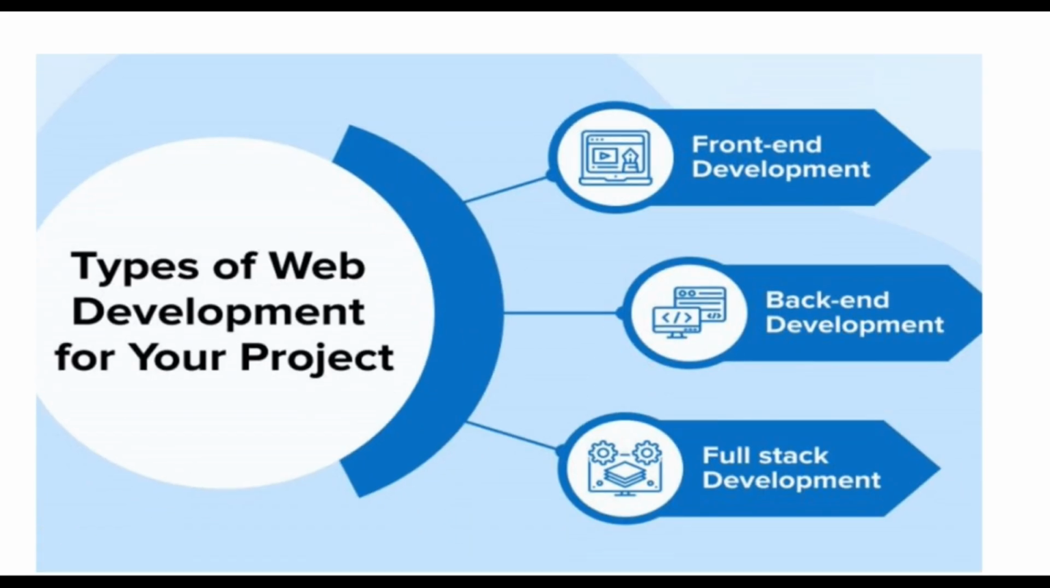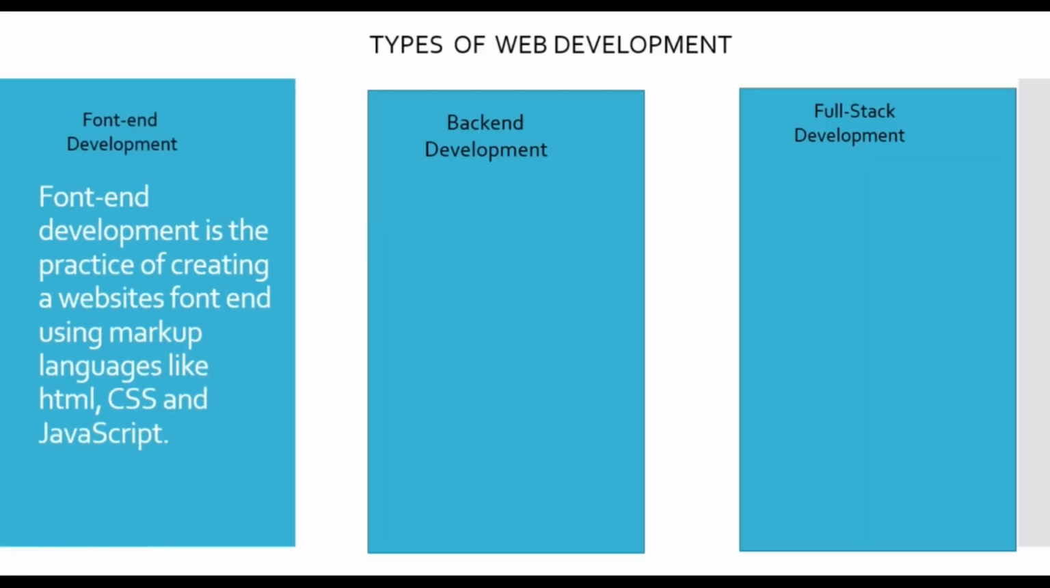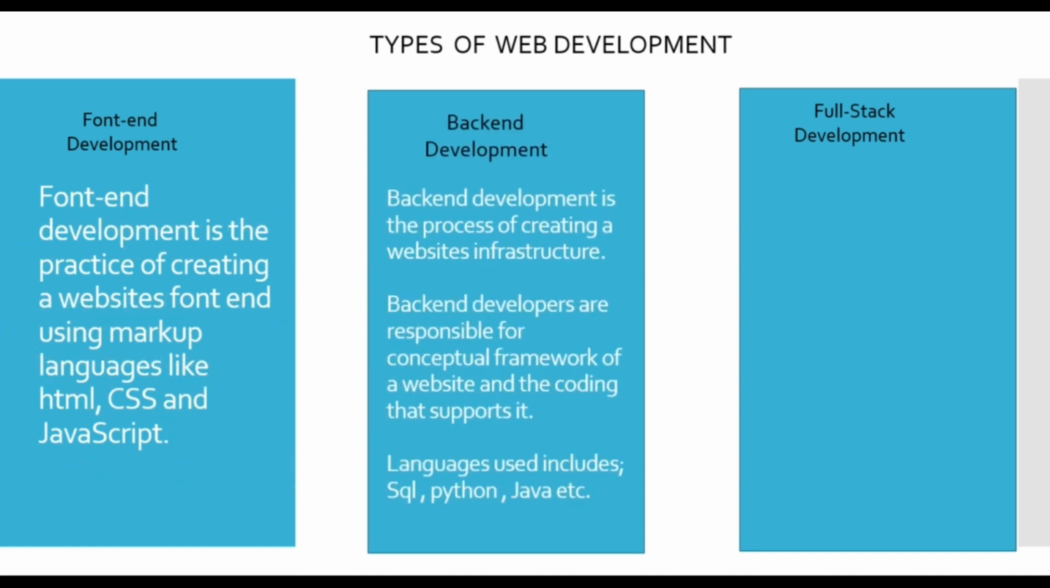So these are the types of web development for your project. There are basically three types: front end development, back end development, and full stack development. So front end development. Front end development is the practice of creating a website's front end using markup languages like HTML, CSS, and JavaScript. So back end development.